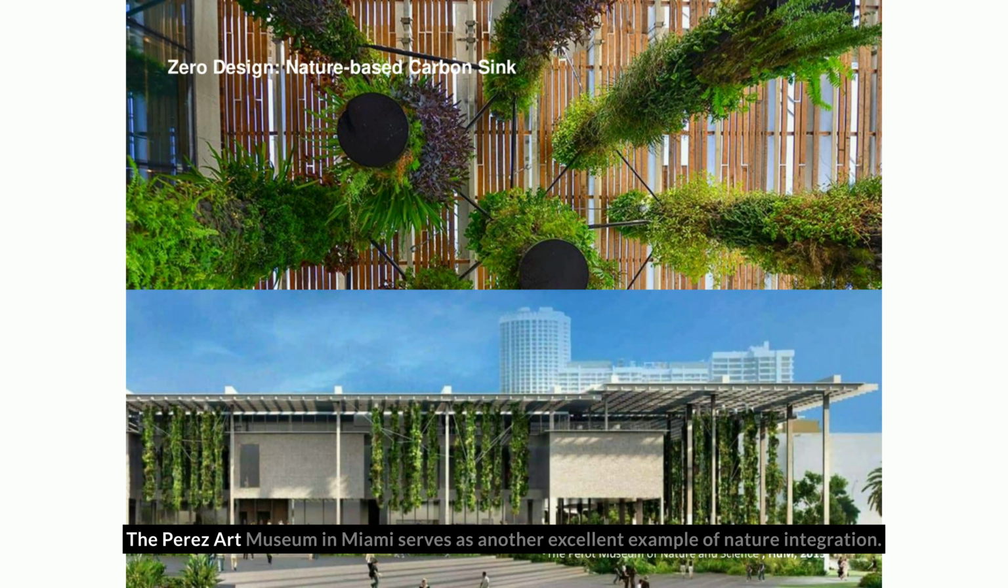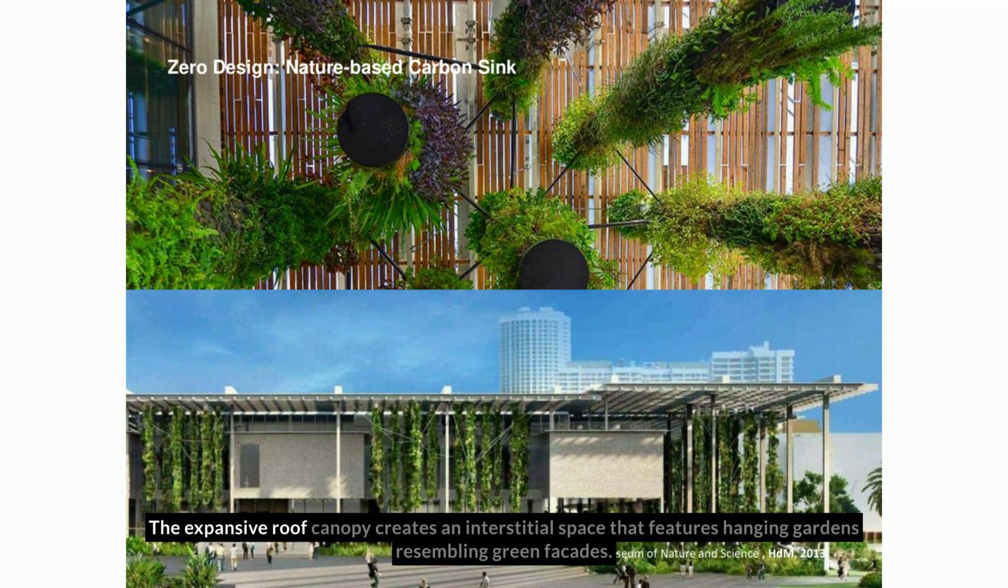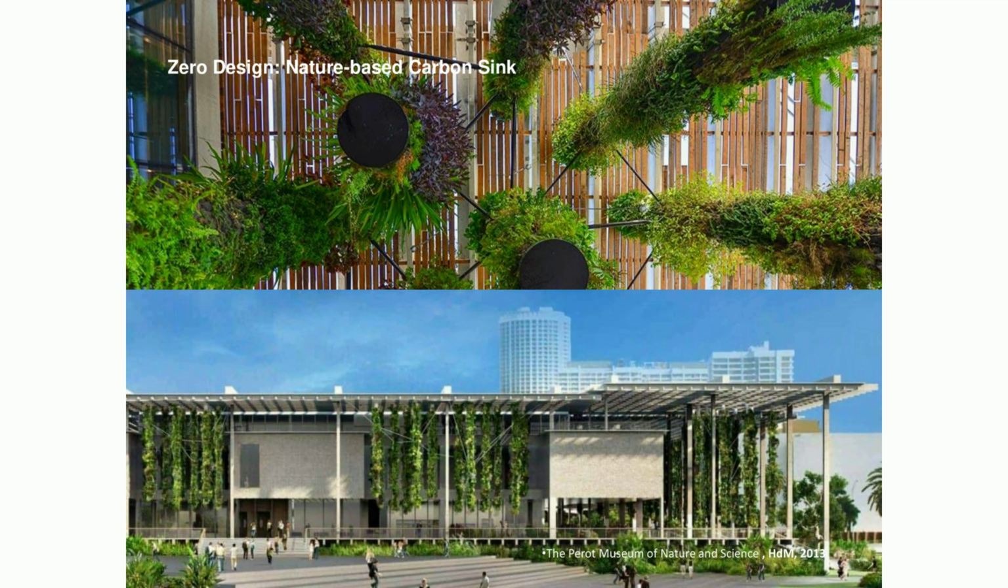The Perez Art Museum in Miami serves as another excellent example of nature integration. The expansive roof canopy creates an interstitial space that features hanging gardens resembling green facades. These gardens contribute to a more comfortable urban microclimate, enhance the vibrancy of public spaces, and function as carbon sinks while improving air quality.